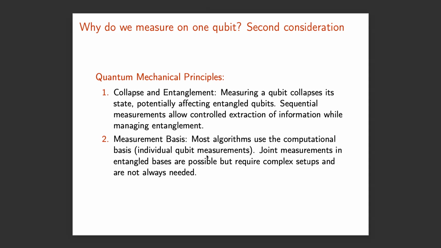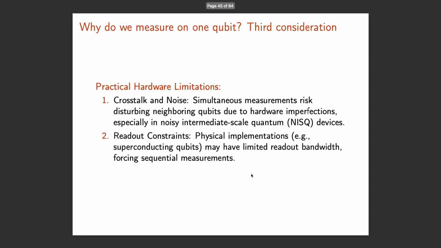If you think of a harmonic oscillator, you have in principle an infinity of basis states. But we have singled out, for instance, only the two lowest lying ones. Instead of qubits, we could have more than two levels, and these are normally called qudits. So you can actually make computations with more than just two levels. But the measurement basis is constrained very much by this. And joint measurements in entangled bases are possible but require complex setups and are not always needed.